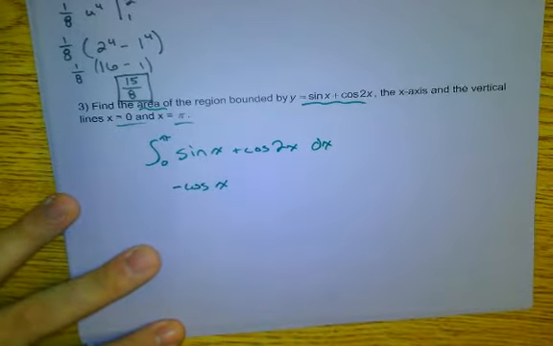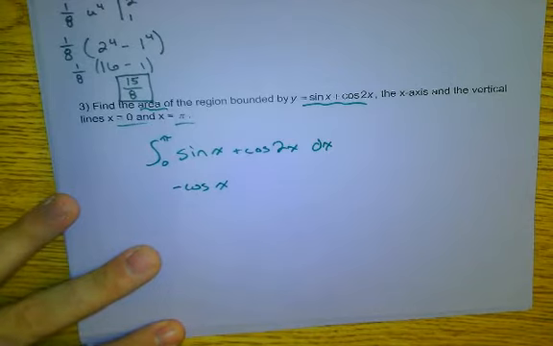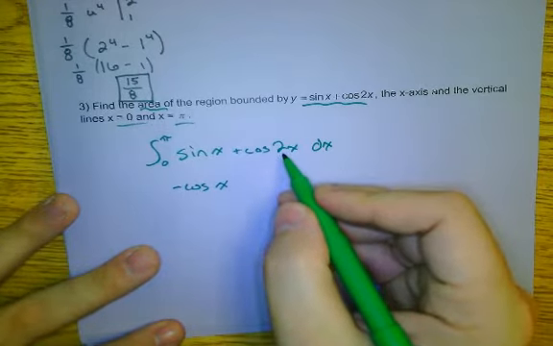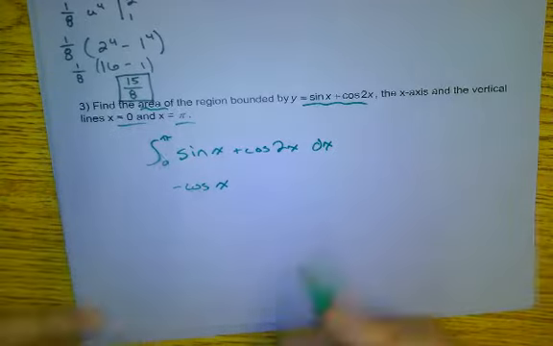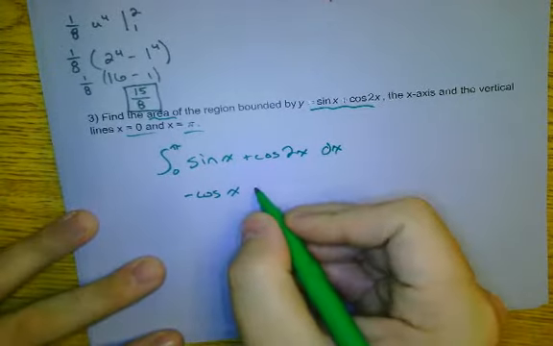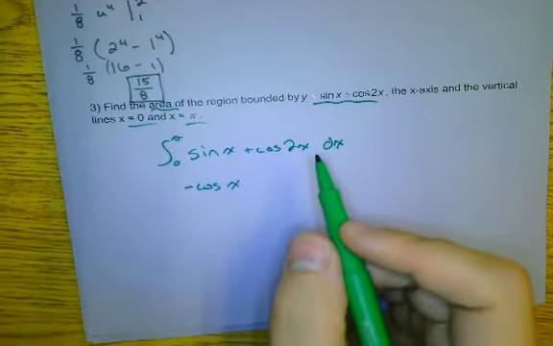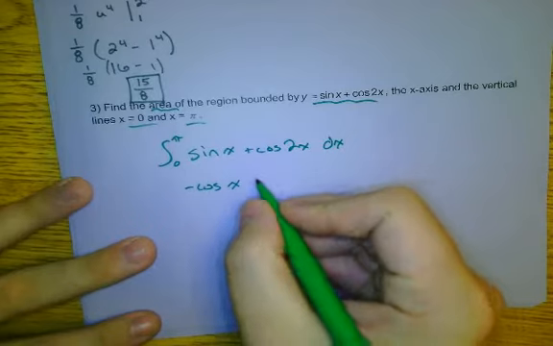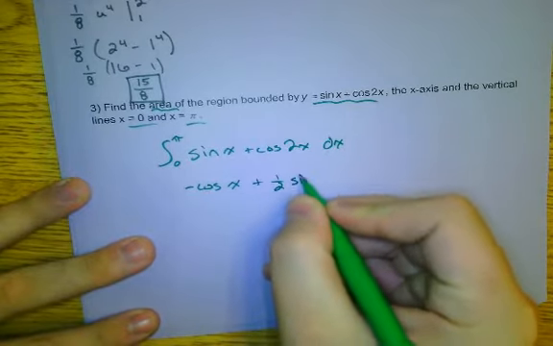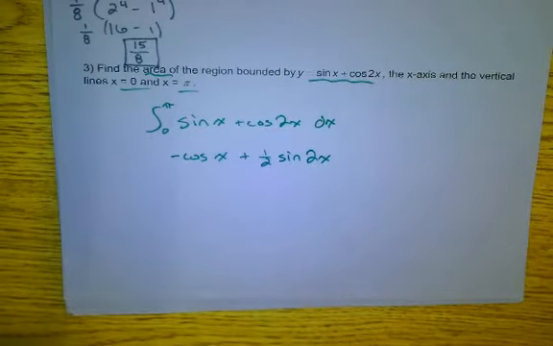This is a baby U-sub right here, so this is going to give me a 1/2 in front. Because if I were to set u equals 2x, you would get du equals 2dx. Throw the 2 over, so this is going to give me a 1/2. And then what's the antiderivative of cosine? Positive sine. So plus 1/2 sine 2x.